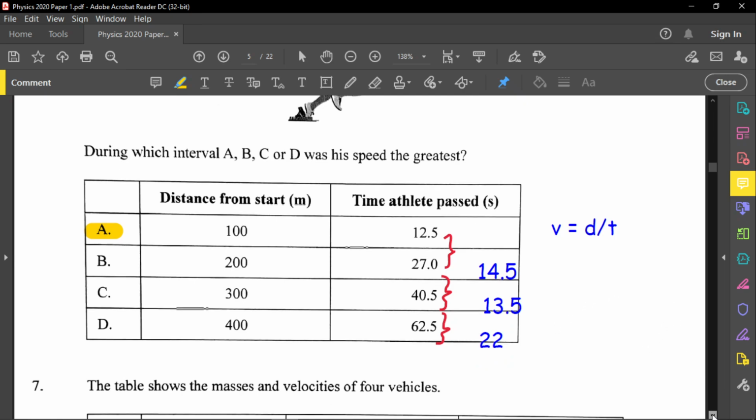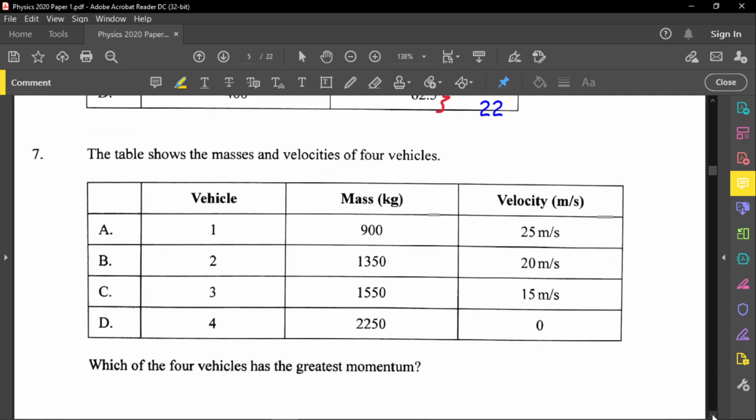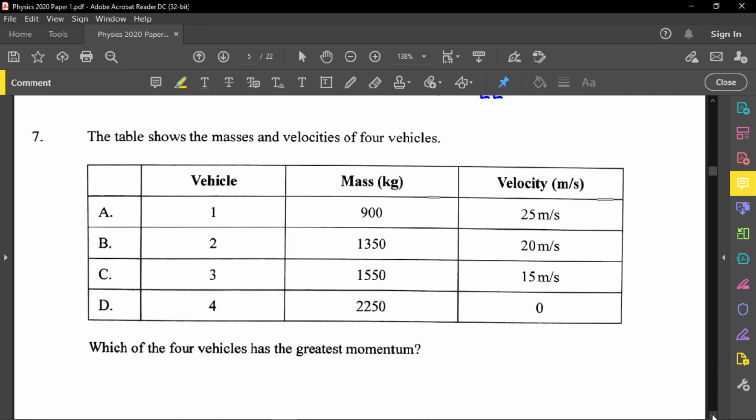So now let's jump into the next question, question number 7. For question number 7, it said the table shows the masses and velocities of 4 vehicles. We have the mass, and we have the velocity on the right, and it asks which of the 4 vehicles has the greatest momentum. Now, how do we calculate momentum again? We need to say mass times what? Velocity. So momentum is equal to mass times velocity.